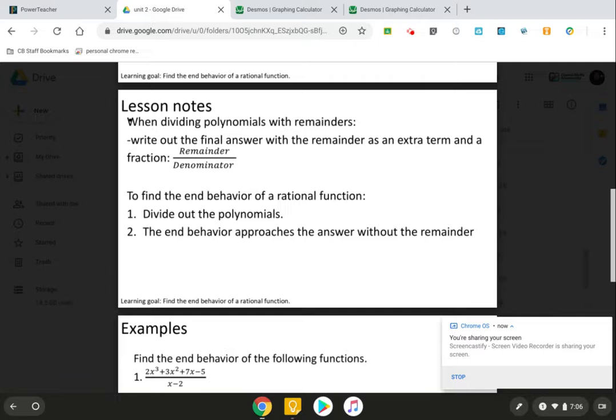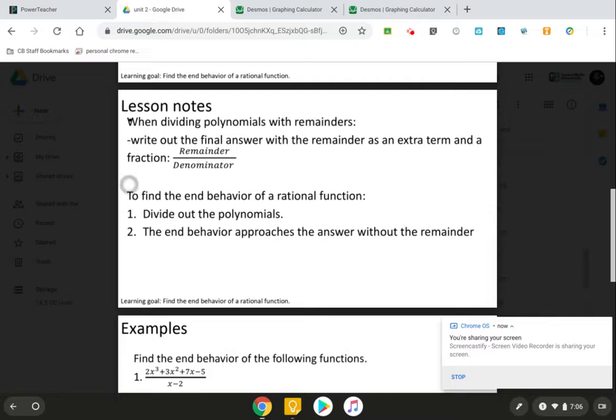Remember, end behavior is what happens at the ends, what happens as x gets really, really large in the positive direction, or what happens as x gets really, really small, or large, I guess you could look at it that way, in the negative direction. And it involves polynomial division, which we've talked about before.